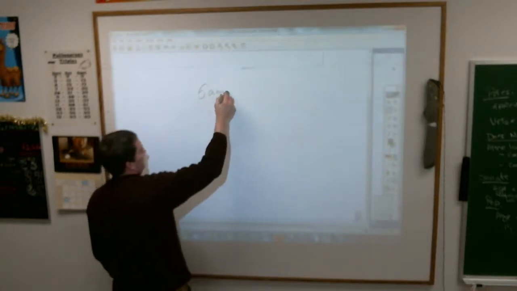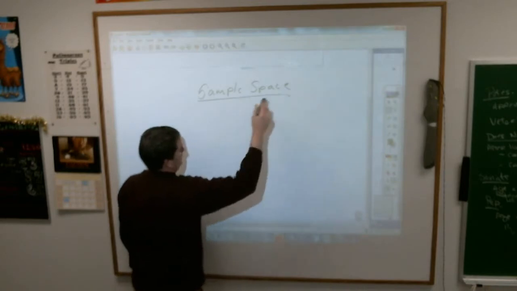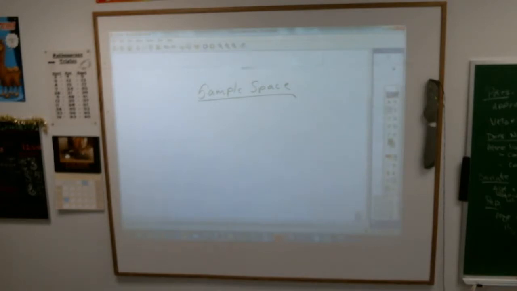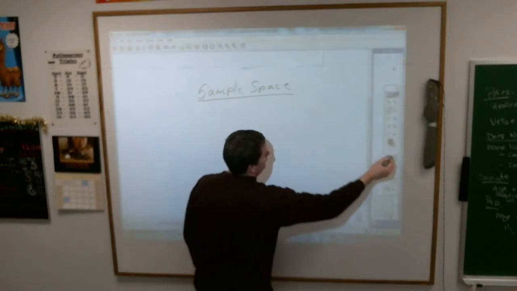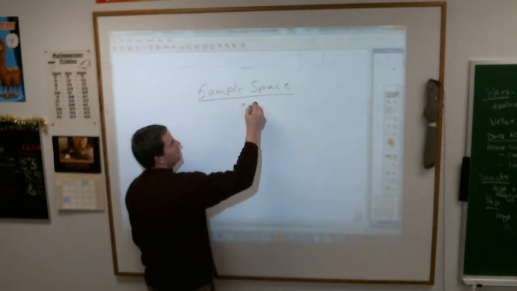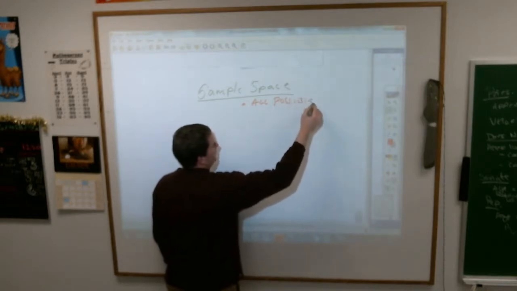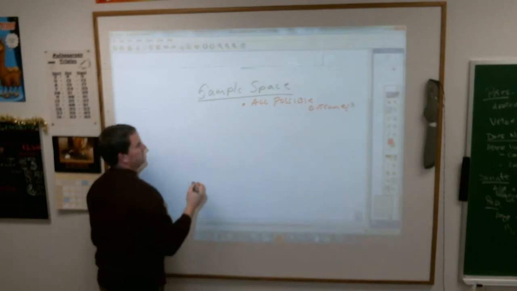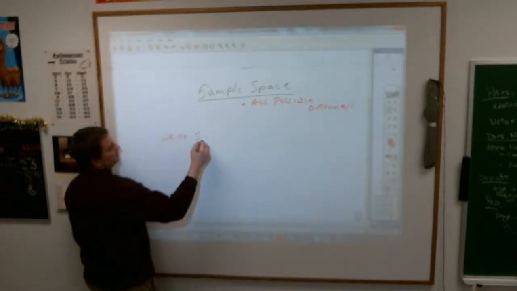Sample space. Sample space is nothing more than all the possible outcomes.